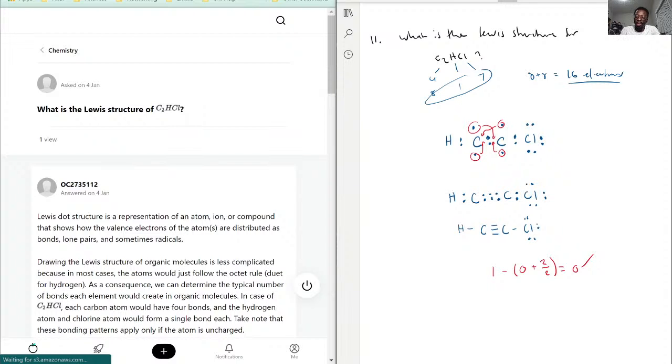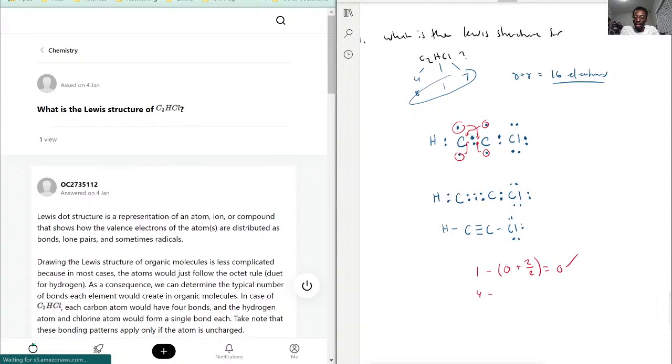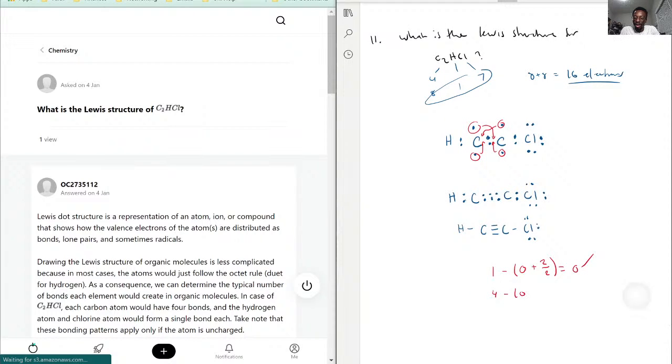Perfect. Carbon, doesn't matter which one you pick, but the carbon has 4 valence electrons. And the reason why it doesn't matter is because they're both doing the same thing, okay? They have 0 by themselves, but they're sharing 8 electrons because there's 6 in that triple bond and then 2 from the hydrogen or the chlorine, and that's how we got 0 as well. And the chlorine, last one, 7 minus, has 6 to itself plus 2 over 2. That is also 0.